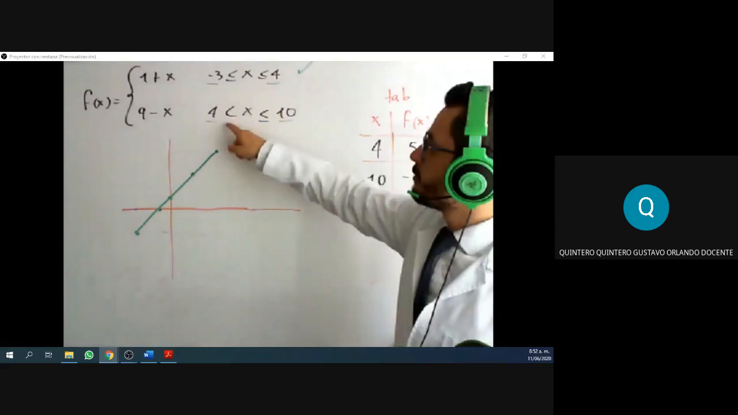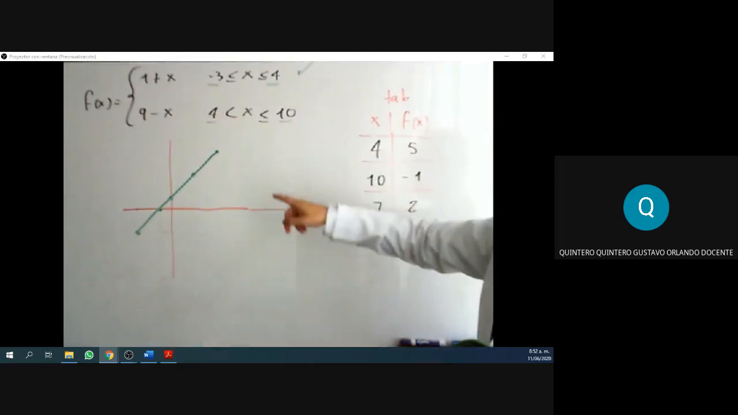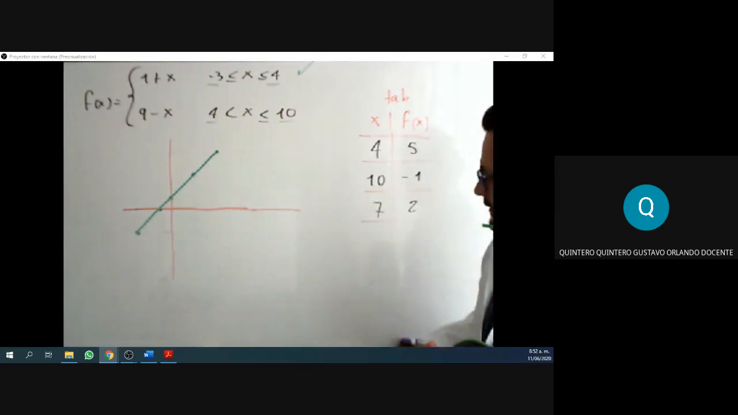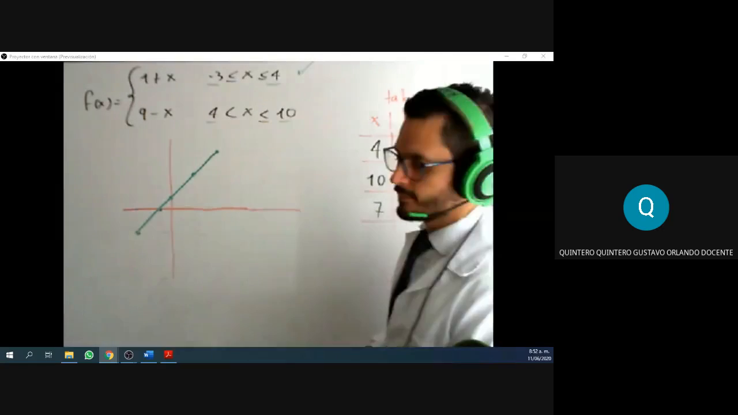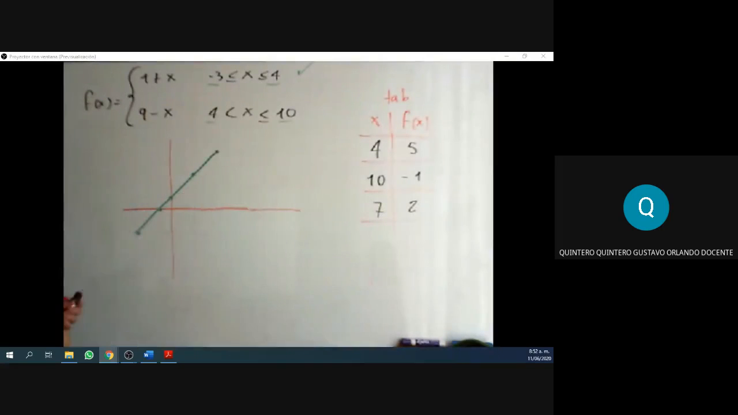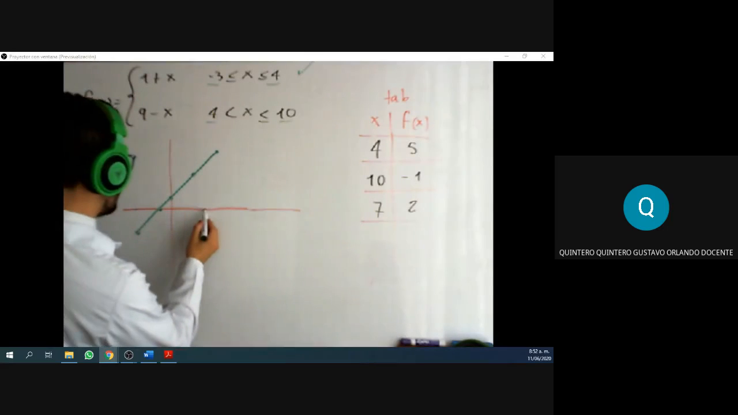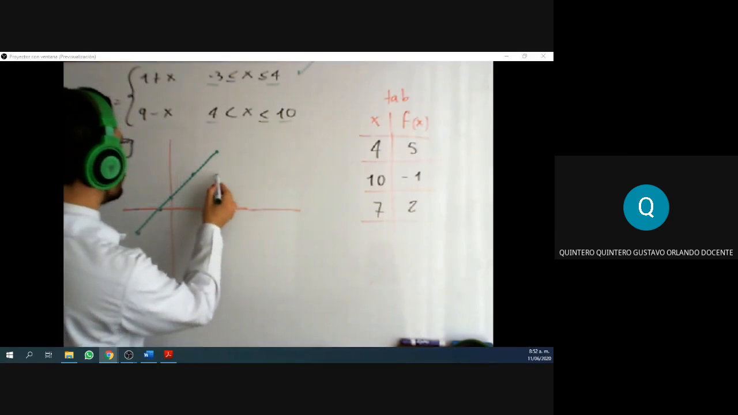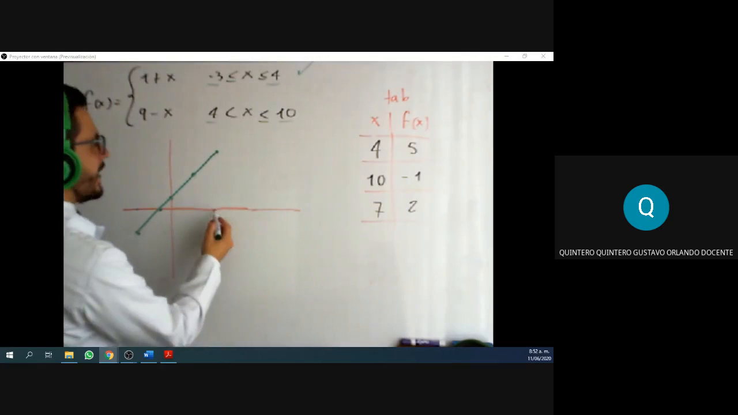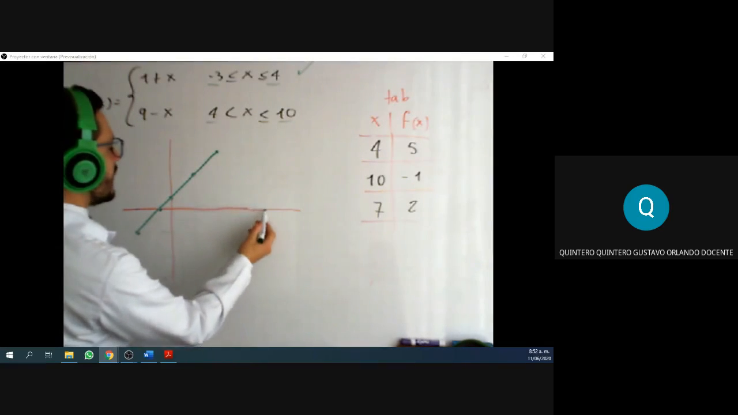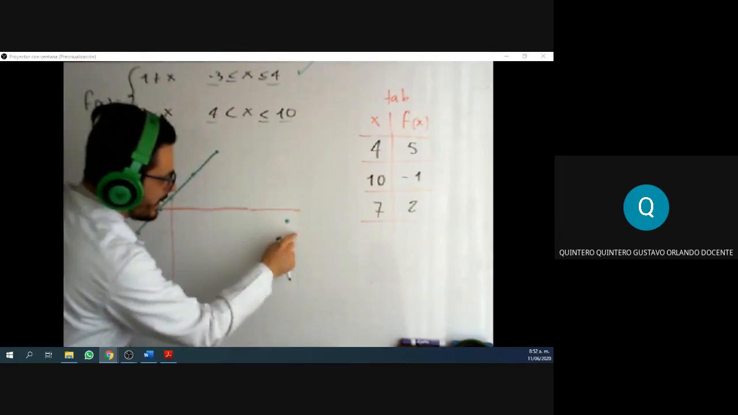Of course, those numbers have to be between this range, from 4 to 10. Because I know this is a line, I don't need that many points. I'll come back to this point, and all I have to do now is plot this one. So 4, and 1, 2, 3, 4, 5. Look at that, the same point. Another one, 10. So 4, 5, 6, 7, 8, 9, 10 with -1. There's another point. From here, I can make the line, and that is it.